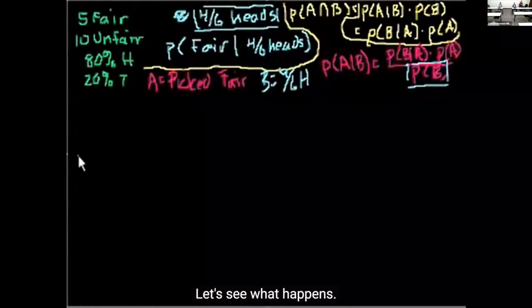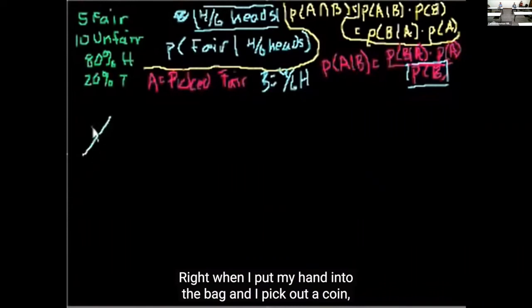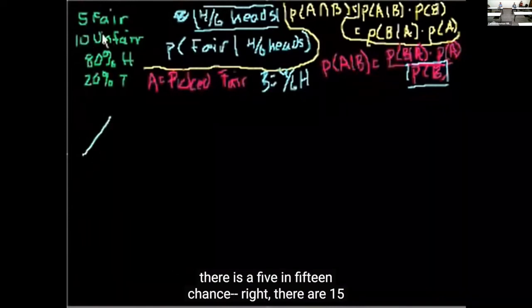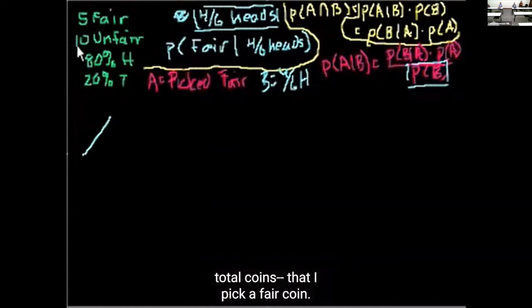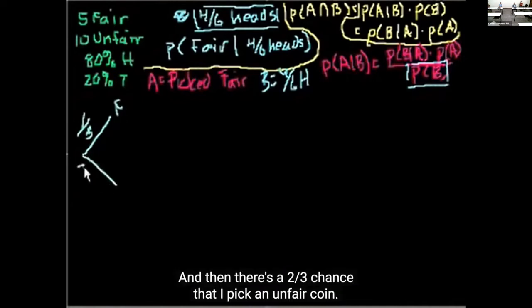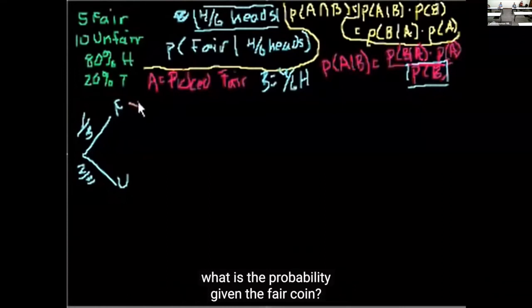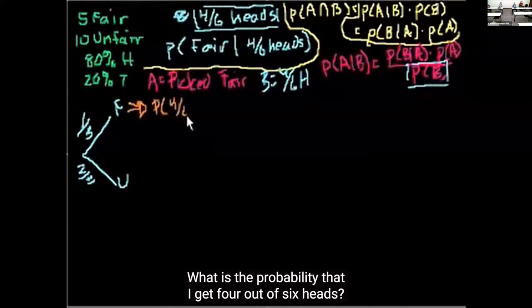Let's see what happens. Right when I put my hand in the bag and pick out a coin, there is a 5 in 15 chance, since there are 15 total coins, that I pick a fair coin. So 5 in 15, that's the same thing as 1/3. And then there's a 2/3 chance that I pick an unfair coin. Now, given that I have a fair coin, what is the probability that I get 4 out of 6 heads?